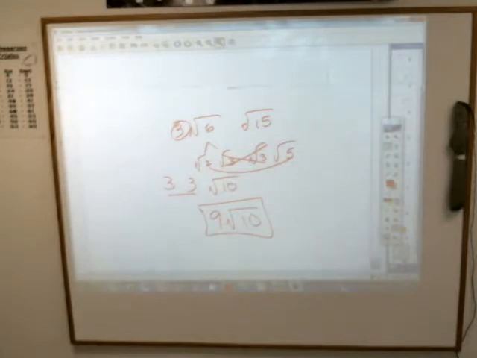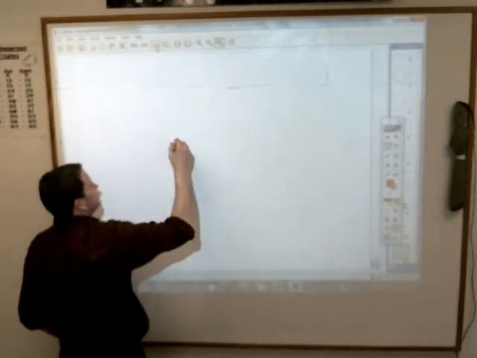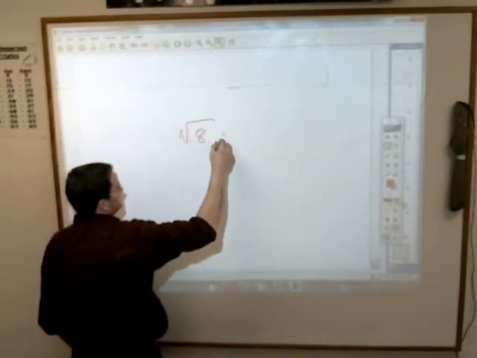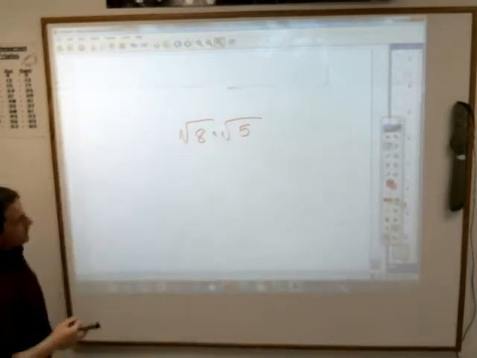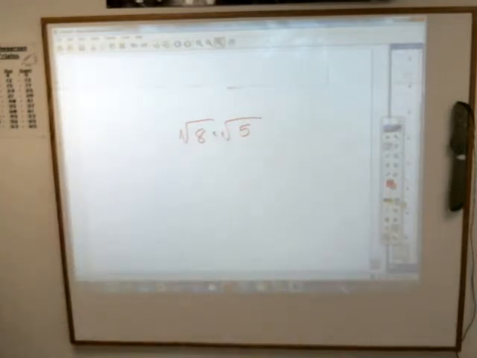Square root of 100 times square root of 100? What about 5 the square root of 3? Yeah. But it's not the square root of 5. Square root of 8 times the square root of 5. Tell me what that simplified would be.